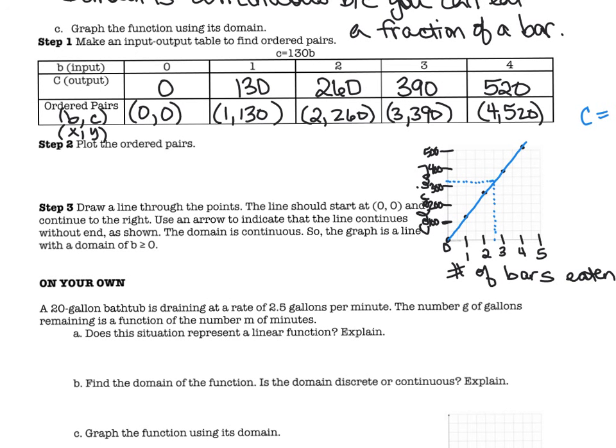Step 3 says draw a line through the points, which we already did. And then they want you to start at 0, 0 and continue to the right and use an arrow. So we're going to put an arrow there to say that the more bars you consume, the higher your calorie count will be. This concludes the notes for section 3.2.